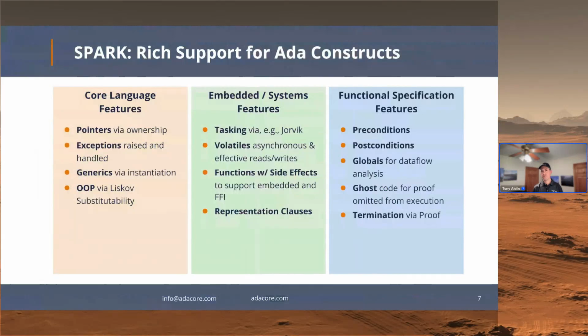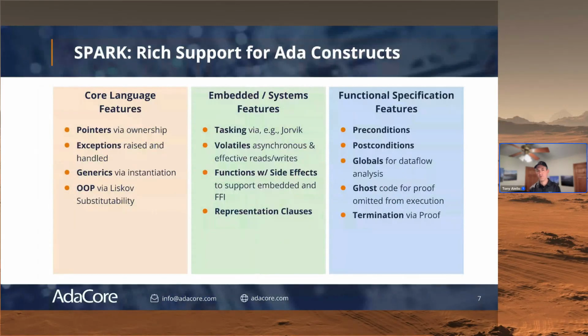Spark offers rich support for Ada constructs. So we have good coverage of core language features. We give you pointers via the ownership model that we essentially borrowed from Rust. We give you exceptions. You can both raise and handle exceptions precisely in your Spark code. We give you the ability to work with generics. So when a generic is instantiated, at that point, Spark will prove any of the contracts on the generic for the instantiated type. So it's very precise.